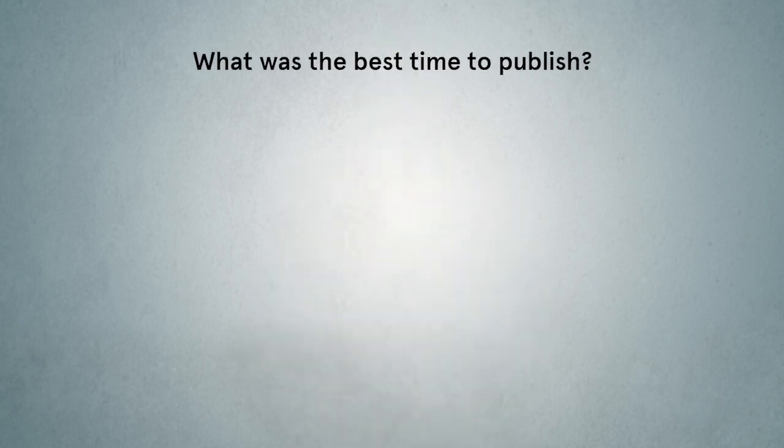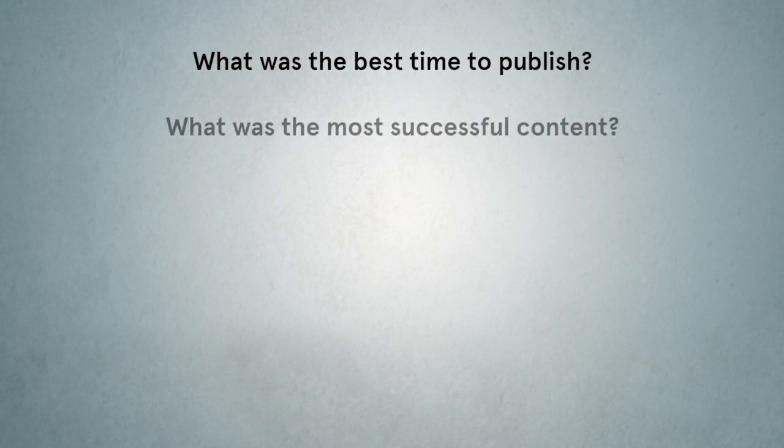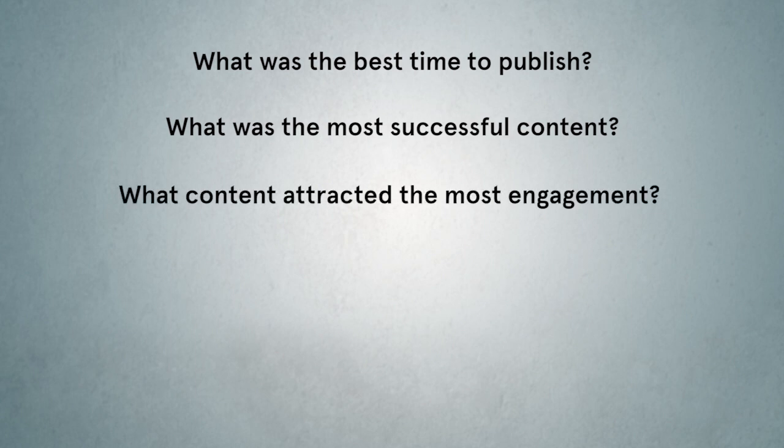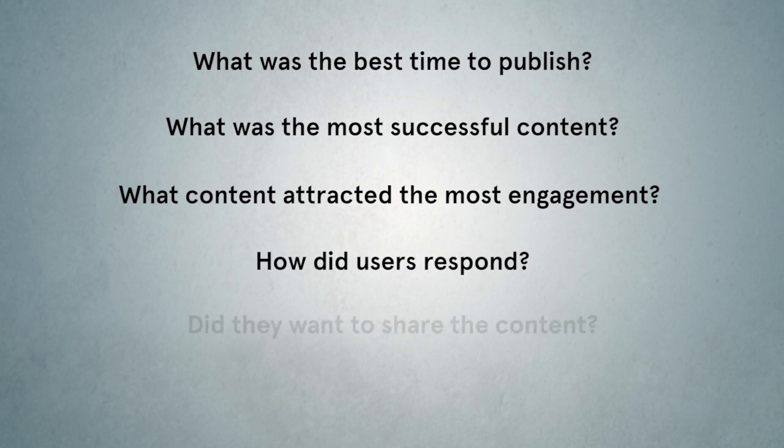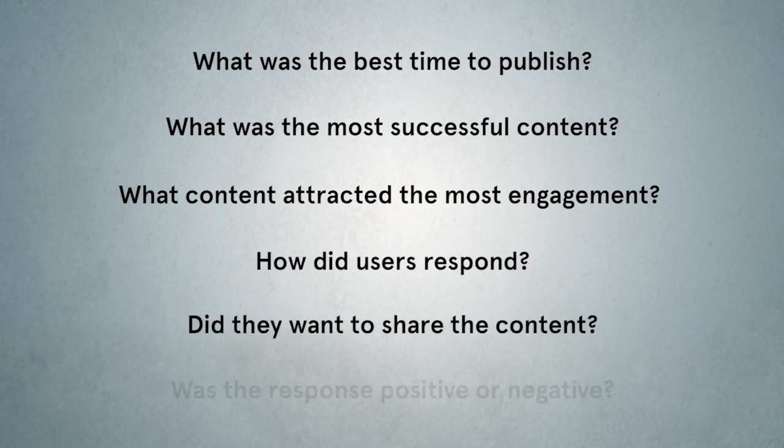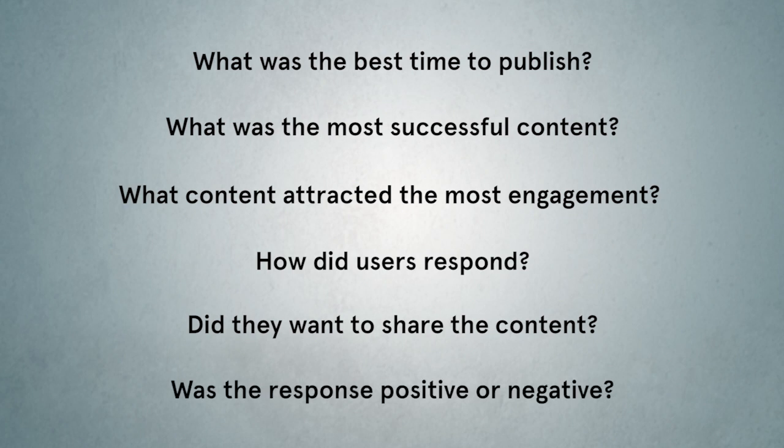In the evaluation stage, the social media producer carefully examines the activities on all of the social media platforms to assess when high engagement moments occurred. The types of data he or she will look for include: what was the best time to publish posts to get engagement? What was the most successful form of content that was produced? What sort of content attracted the most engagement? How did users respond? Did they want to share the content? What was the response, positive or negative?